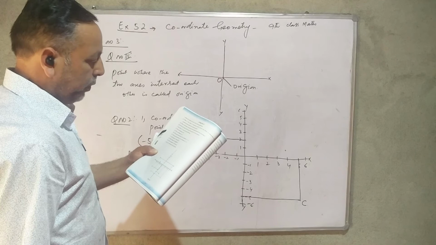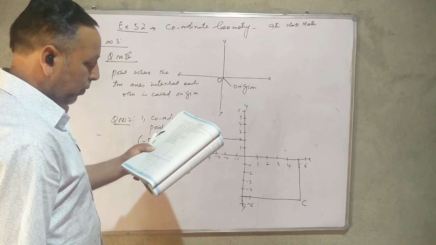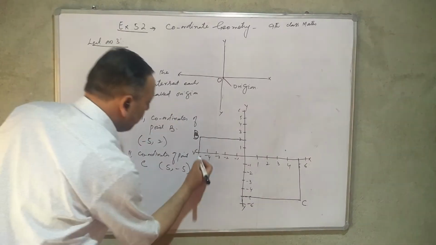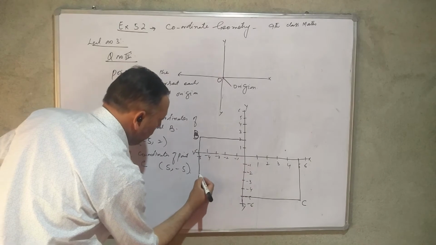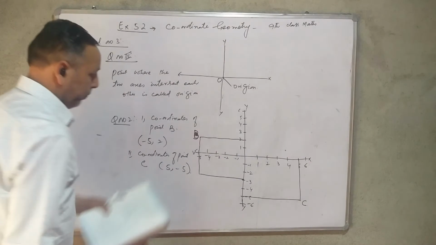The point identified by the coordinates -3, -5. This is the point.